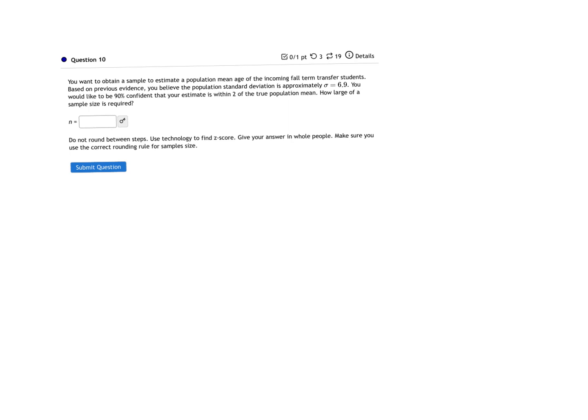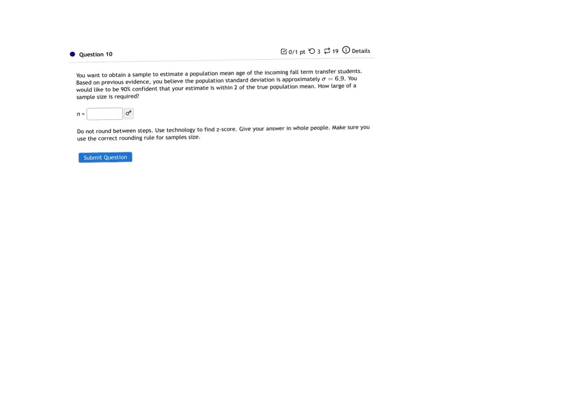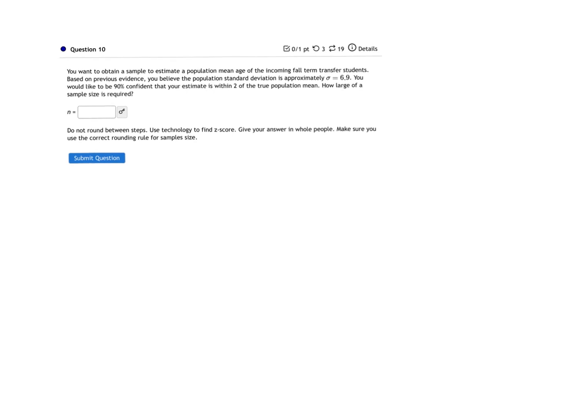Good morning. This is question number 10 from homework number 2, Stats 243B. You want to obtain an estimate of a population mean from incoming fall transfer students based on previous population. Standard deviation is approximately 6.9. You would like a 90% confidence interval that you estimate to be within 2 of the true population mean. How large do you need your sample size to be?